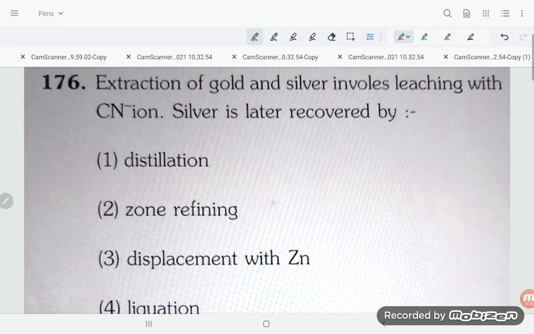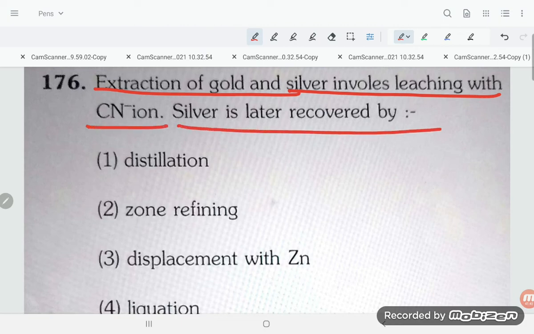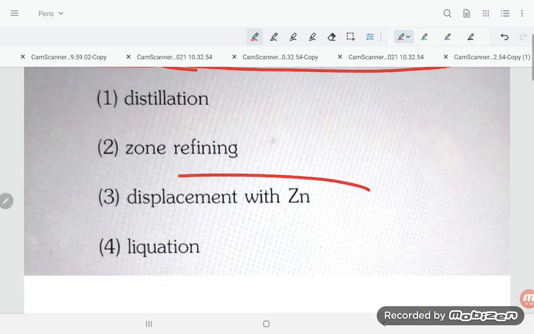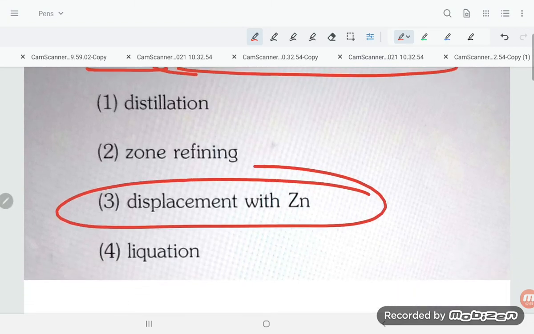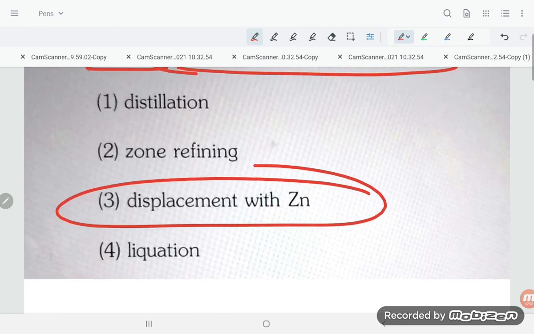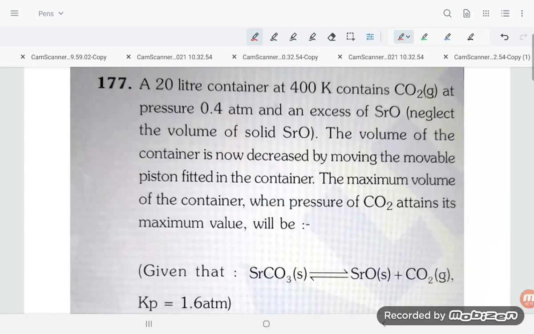They are saying extraction of gold and silver involves leaching with CN minus ion. Silver is later recovered by, okay. So that is the cyanide process, students, and silver is recovered by replacement with zinc. Now student, let us see 177.